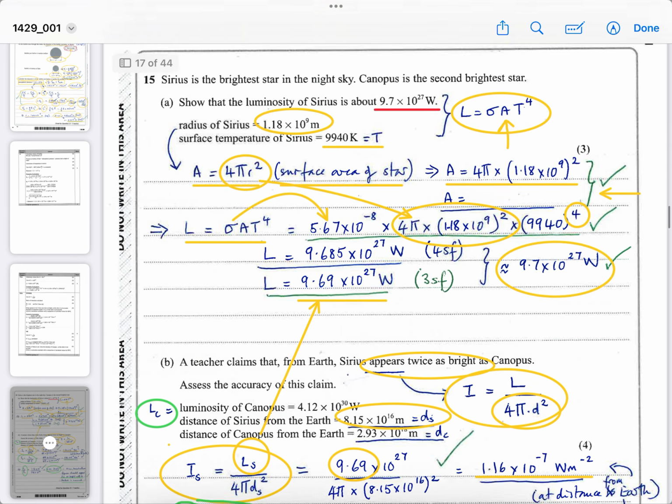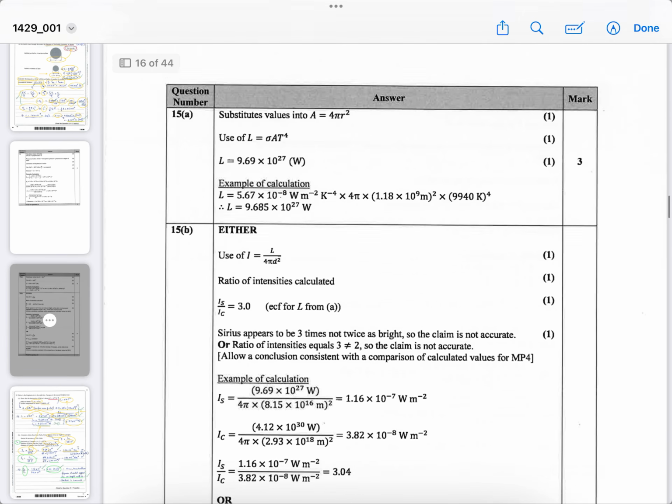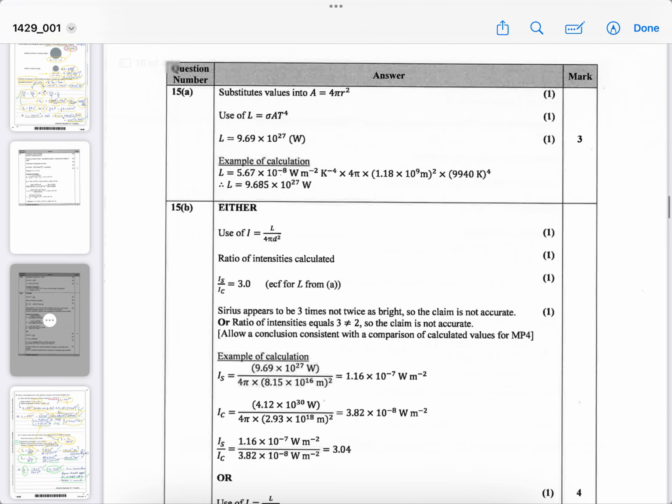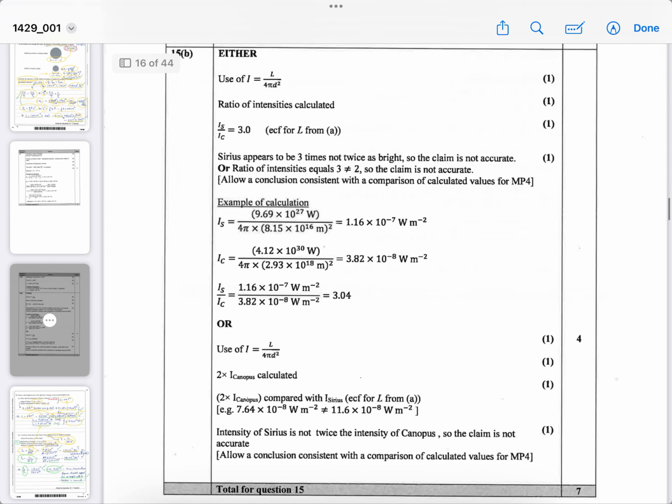Let's have a look at the mark scheme. I put the mark scheme, interspersed it with the question, my answers. So there's question 15A. You can pause the video if you want to have a look at what they're giving you marks for. And then 15B is what we just went through. So I hope that helps, having the mark scheme as well.